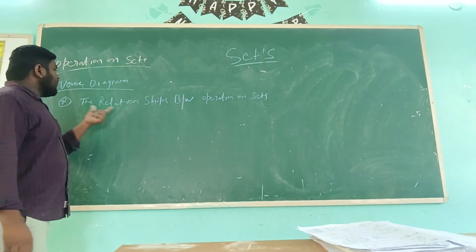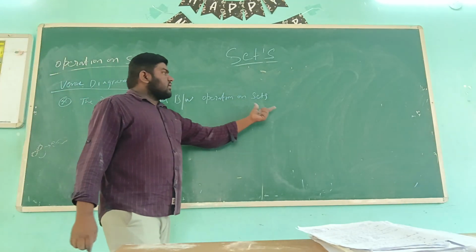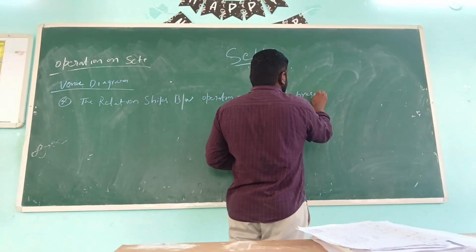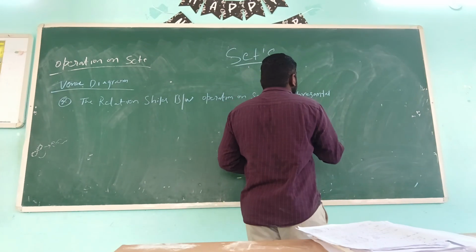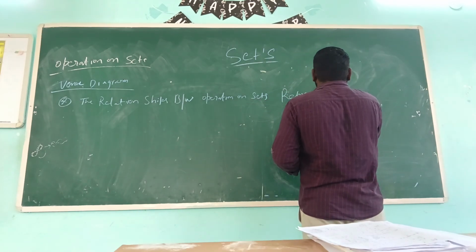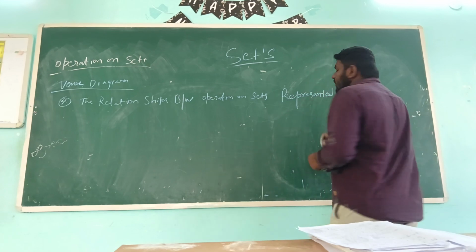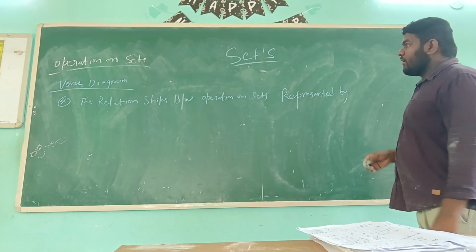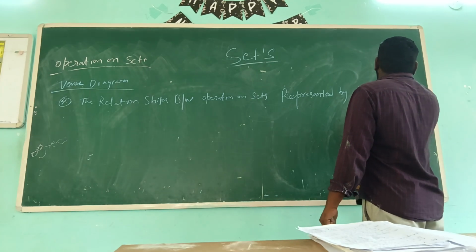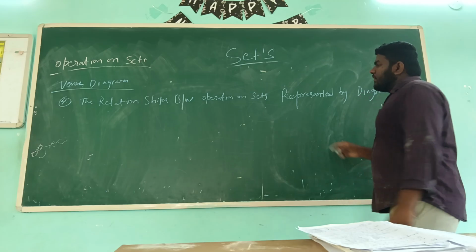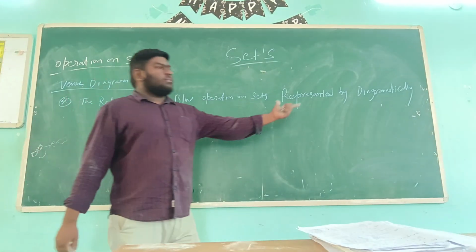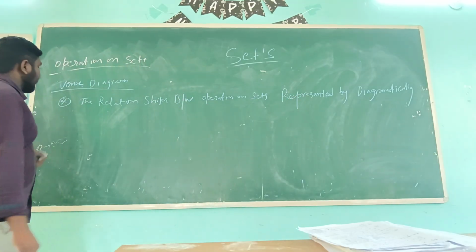Understood? What is the Venn diagram? The relationship between the operational sets represented diagrammatically or pictorially is called the Venn diagram.